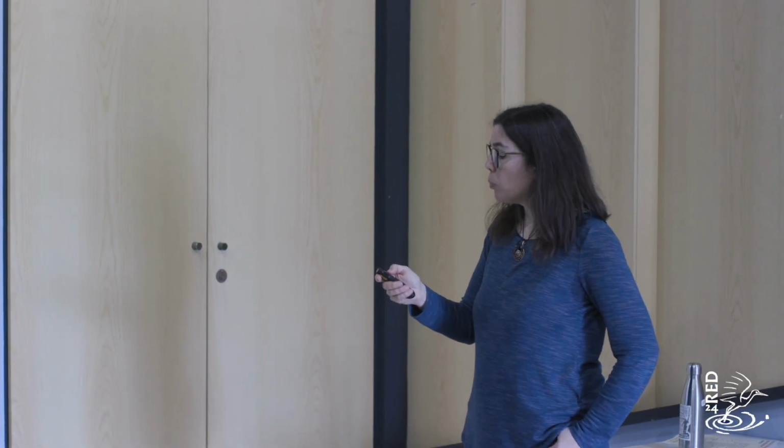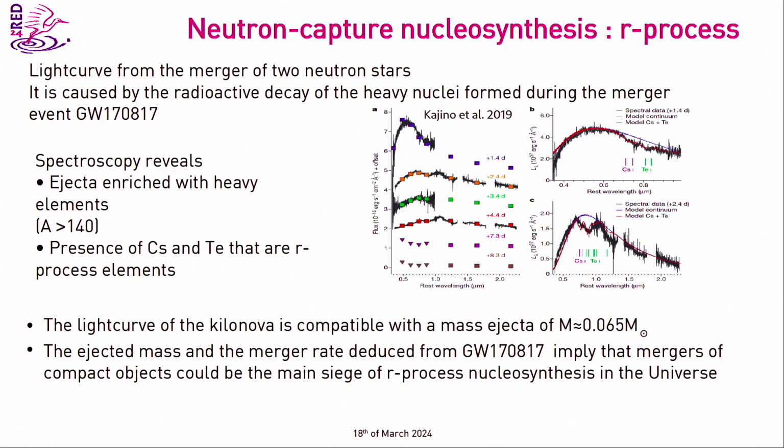For the r-process elements, I showed you that it's now probably understood as produced by the fusion of neutron stars. How do we know it? So for this gravitational wave event in 2017, all the optical telescopes were pointed to the region, and the optical counterpart was observed. It was a kilonova, what we call a kilonova. And what was observed were these spectra.